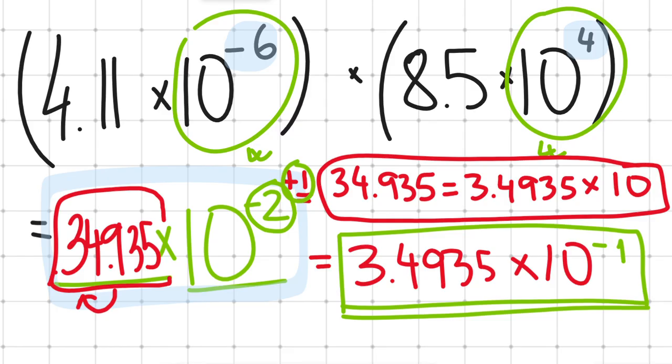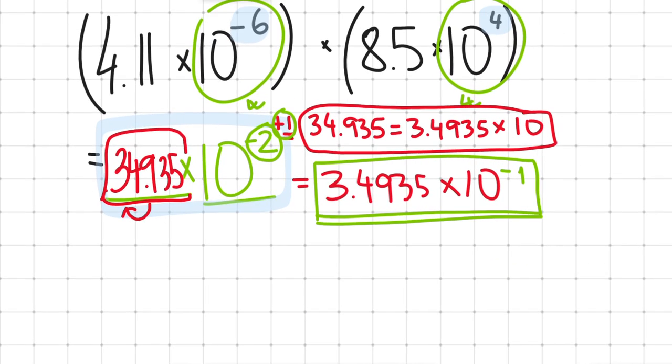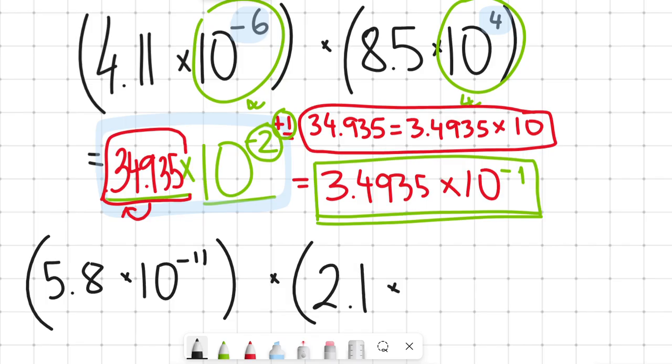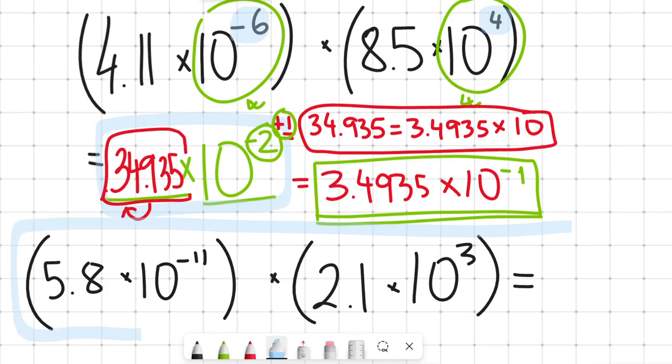I hope that this is clear. I will give you one practice question that you can try by yourself. So for example, 5.8 multiplied by 10 to the power of negative 11 multiplied by 2.1 multiplied by 10 to the power of positive 3. Solve this one. If you need to pause the video, then do it, pause the video, and then give me the answer in the comment section so that we can check if it's correct.